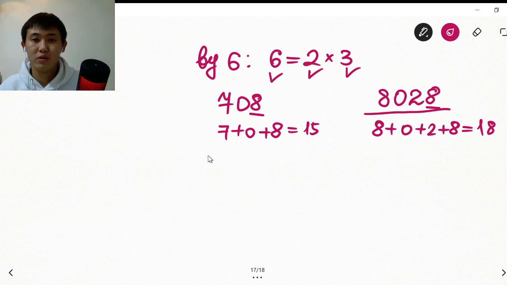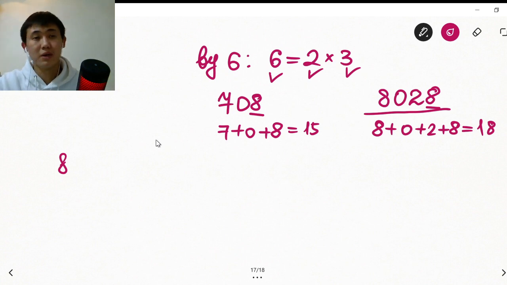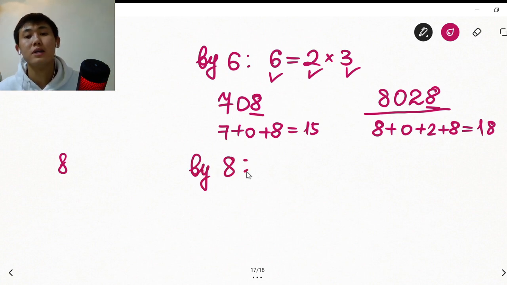So divisibility by 7, you just divide by 7 and you will see, because the rule of divisibility by 7 is a bit hard, and that's why it's simpler just dividing by 7. Okay, and I will not talk about the divisibility by 7.